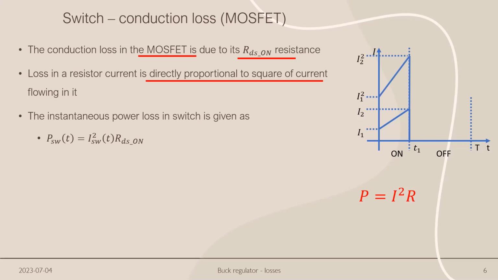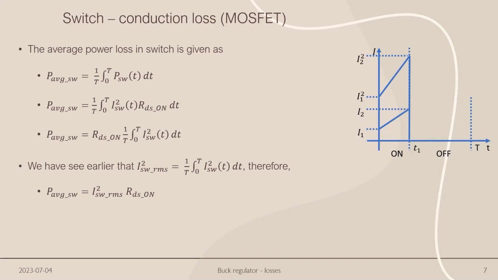Thus, we can say that conduction power loss of the switch is equal to switch current square into RDS on at any given instant of time. Now, average conduction power loss is given as the integration of power over one cycle. Let us substitute the value of power loss equation from our previous slide. Since RDS on is constant, we can take it out and have to integrate only the current.